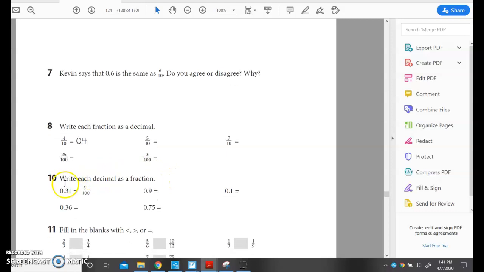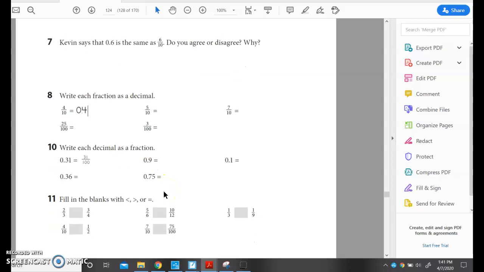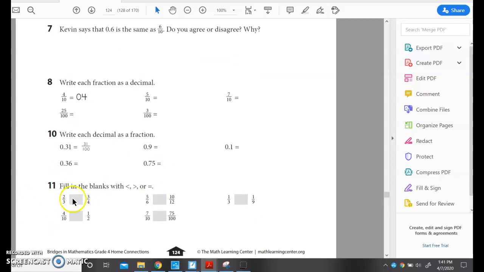Number 10, you're doing just the opposite. You're writing each decimal as a fraction. So what you hear, I hear 31/100. That's what I should see, 31/100. If you hear 9/10, that's what I should see as a fraction. And then your last problem, number 11, you are just filling in the blanks with a greater than, less than, or equal sign. 2/3 greater than, less than, or equal to 3/4.